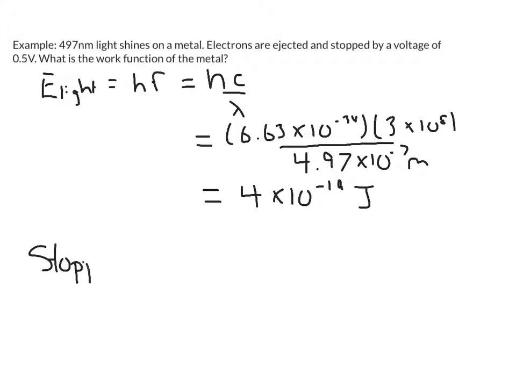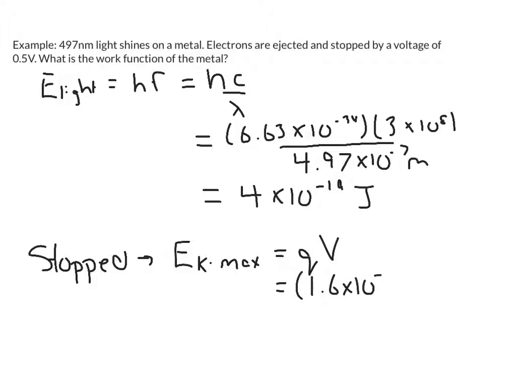Next, the question says that they're stopped by 0.5 volts. The voltage it takes to stop them is related to the kinetic energy they have. So we can say the kinetic energy they carried, and that's the maximum kinetic energy. There might be some with less. The kinetic energy they carried is their charge multiplied by the voltage to stop. The charge on an electron is 1.6 times 10 to the negative 19. The volts to stop was half a volt. If we multiply that out, I'm going to put it in kind of funny notation, 0.8 times 10 to the negative 19 joules.